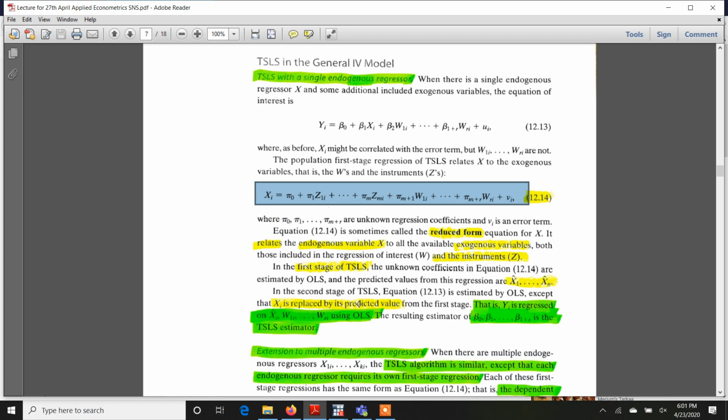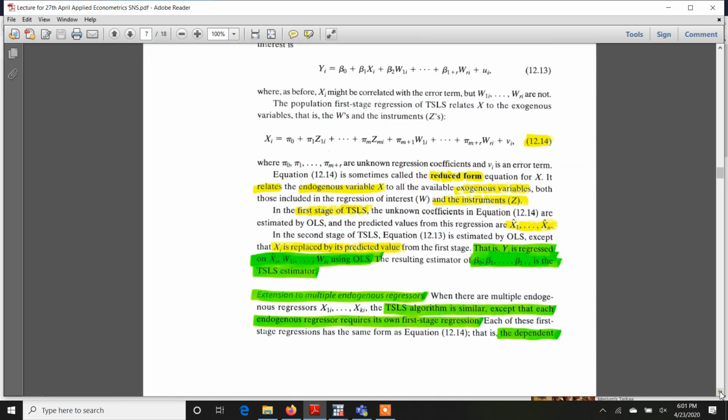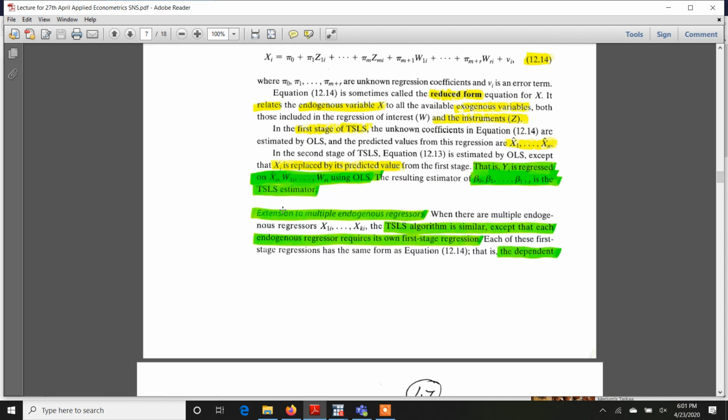Okay, so the predicted values are replaced in this equation, and then y is regressed on the predicted values of x from the first stage and the instrumental variable using OLS. And this is how we get the two-stage least squares estimators, right? Okay, so what happens when we have multiple endogenous regressors?